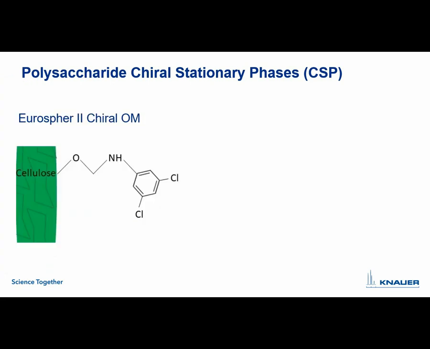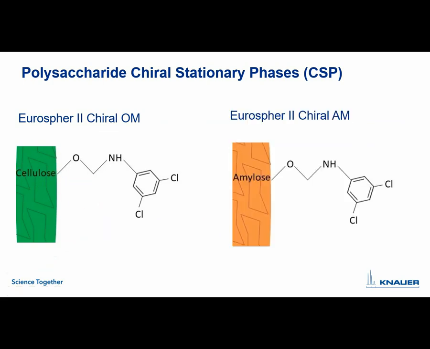What KNAUER offers is the USphere2 Chiral OM phase. Here you have a chiral selector that is bound with a cellulose material on the silica gel particle, and we have the USphere2 Chiral AM. The only difference here is that we use an amylose phase and not cellulose as the polysaccharide. The selector is the same.